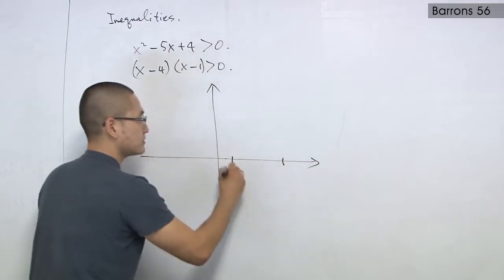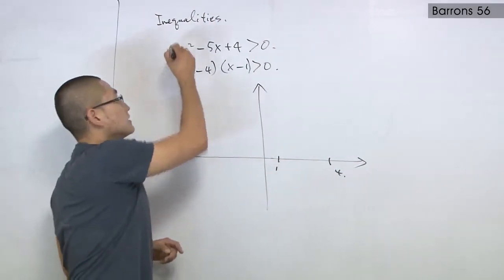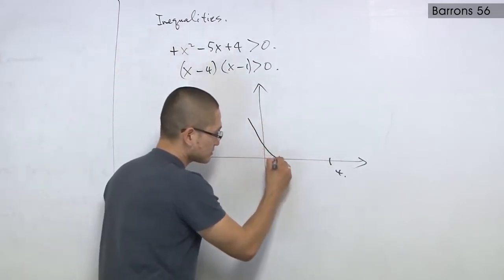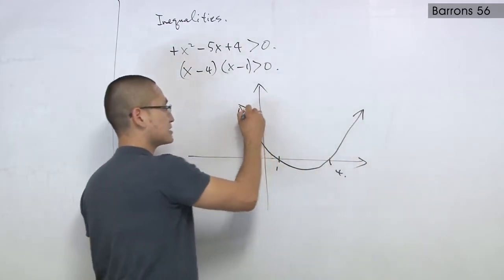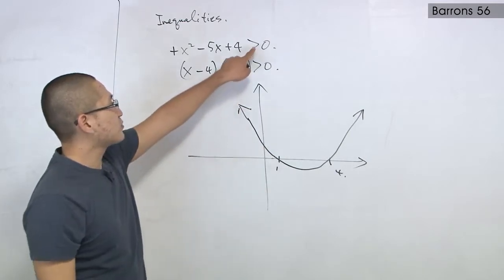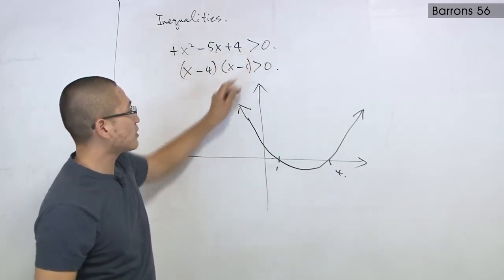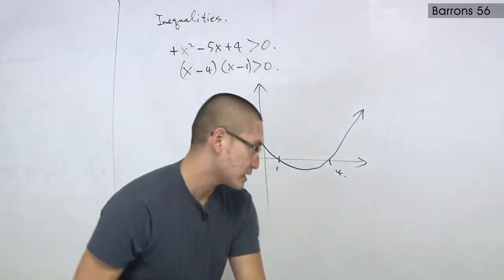1 and 4. And not only that, it's positive here, which means it's going to be concave up, right? Something like this. I know it's not an accurate graph. It's going to be like this, right? It's a parabola. And I am looking for x intervals that guarantee that the y value is greater than 0. And once you graph it, it's really easy, right?